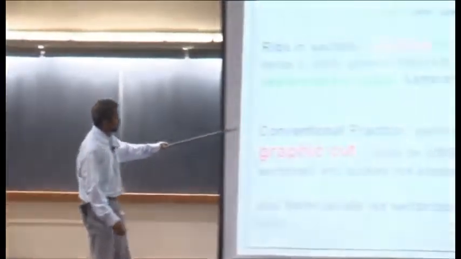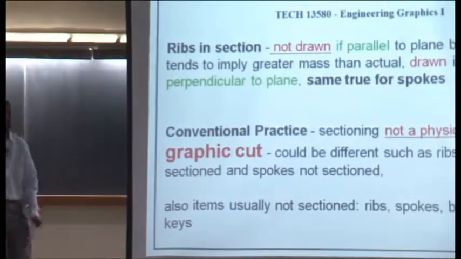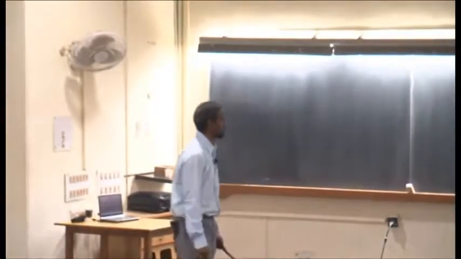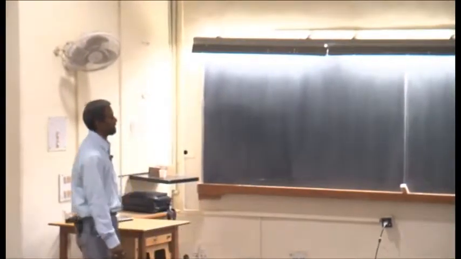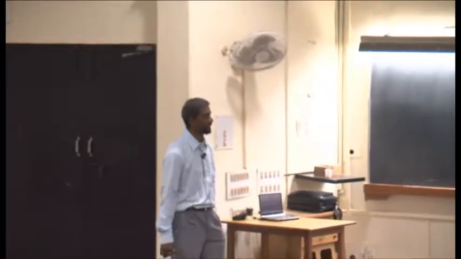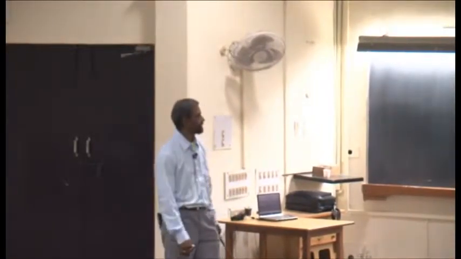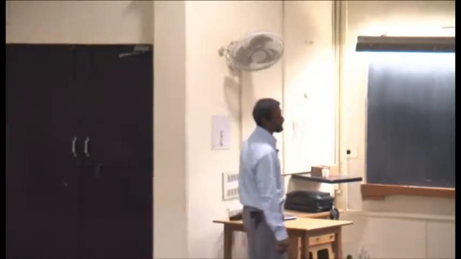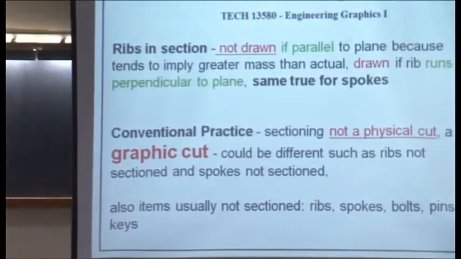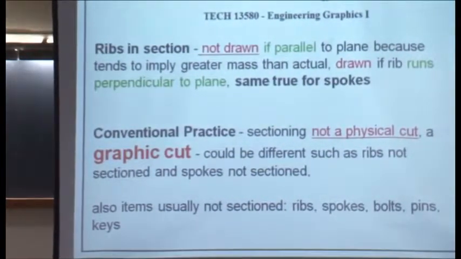Okay? So sectioning is not actually a physical cut, but it is a graphic cut. Okay? So, the physical cut and the graphic cut could be different from each other. They could be identical or different. Could be different, such as ribs not sectioned and spokes not sectioned. Also, items usually not sectioned are ribs, spokes, bolts, pins, and keys.